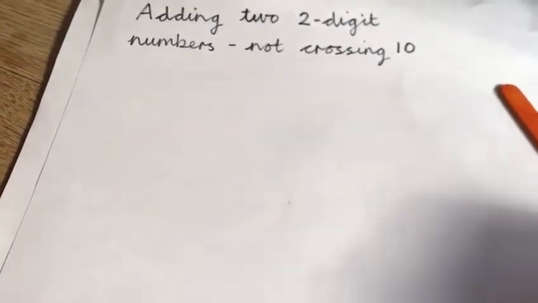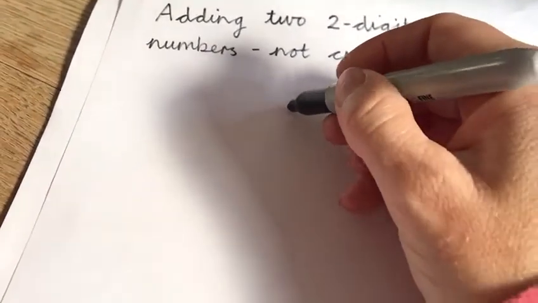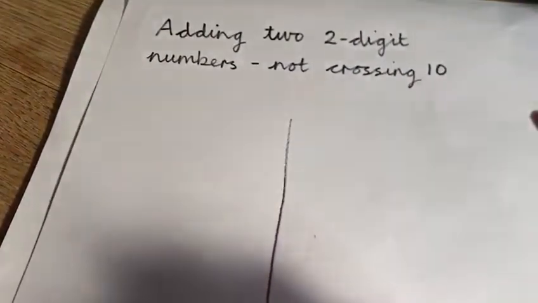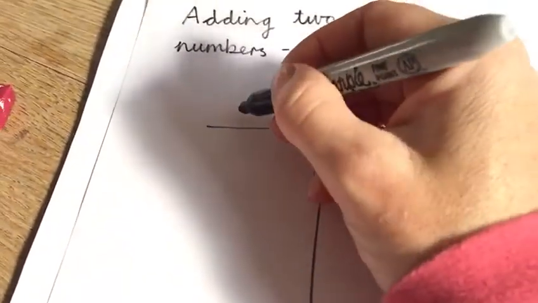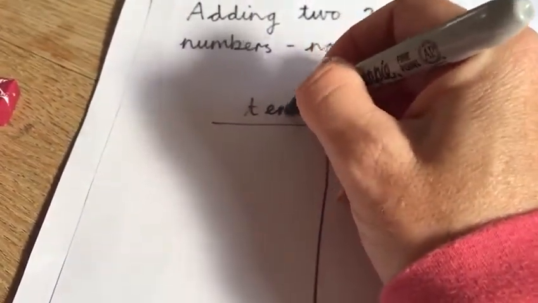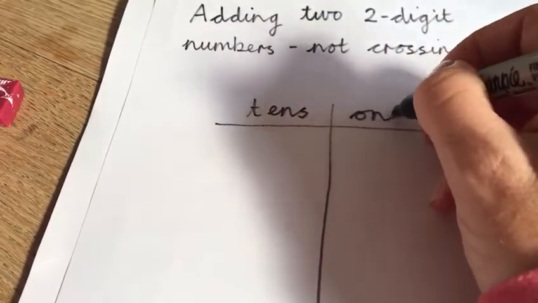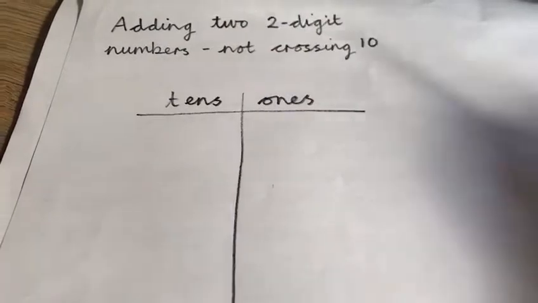The first thing to do is just make sure the children have a really good understanding of place value. I would do that by drawing a place value grid here, and we label it at the top with tens and ones. And just to make sure the children really understand what these objects represent, I would start by writing down a number and getting the children to make that number on the chart.